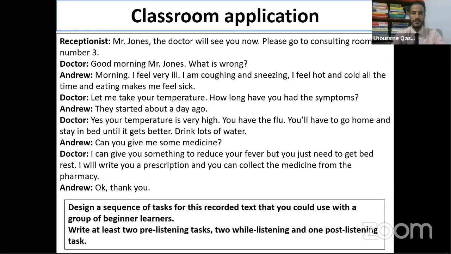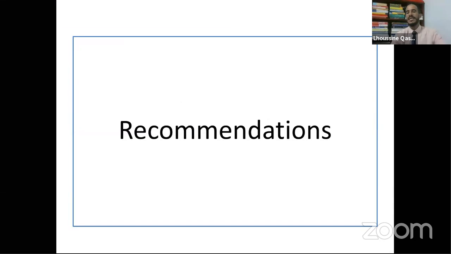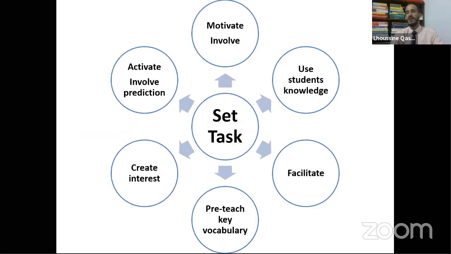The next one is recommendations. It's very interesting to get some recommendations about how to teach listening actively. Okay, so let's see these recommendations. This is the first one.